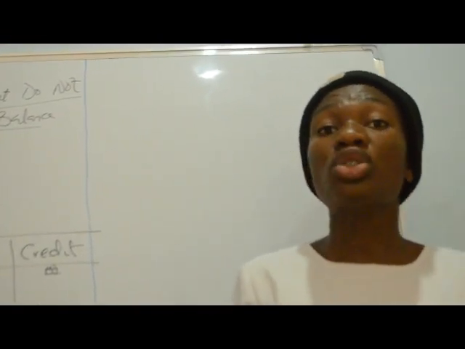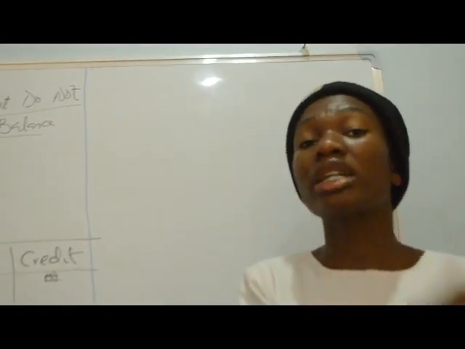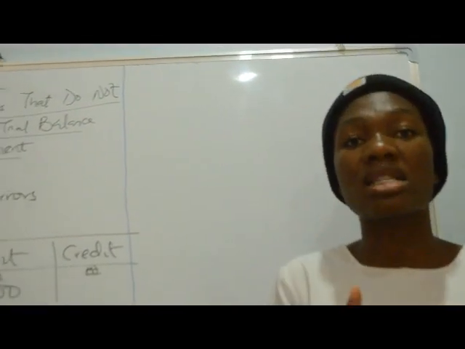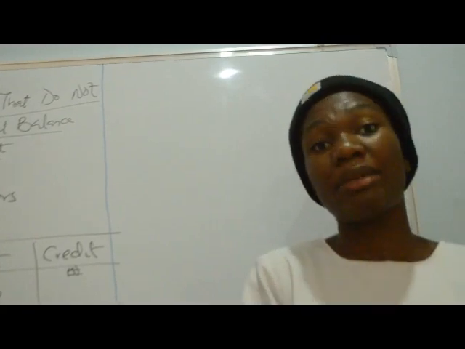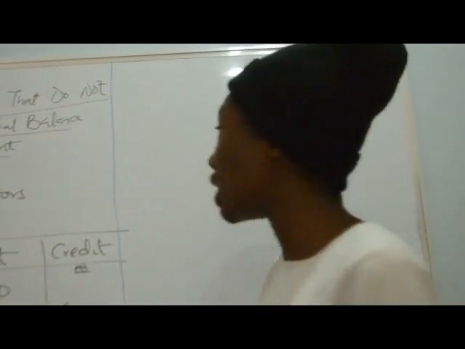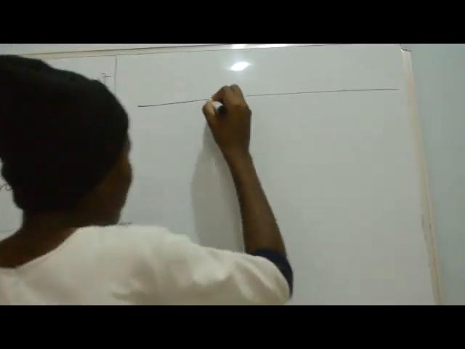And at the same time, commission received is usually a credit account, it's usually credited. So since it was also overcast, the only way of correcting that error by removing the overcast amount is by debiting commission received. So our entry will be very simple.